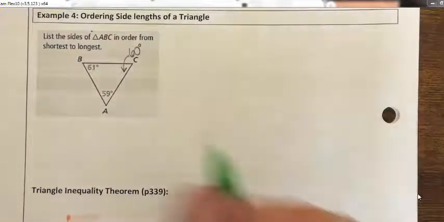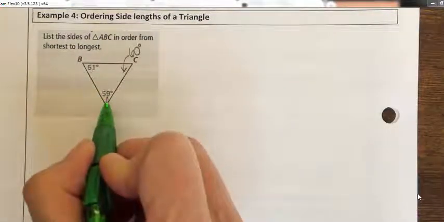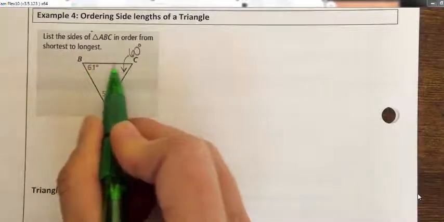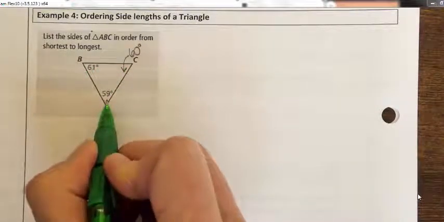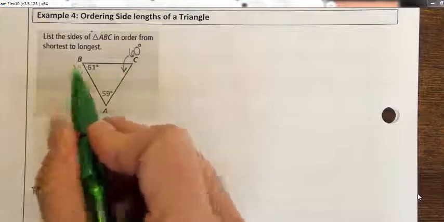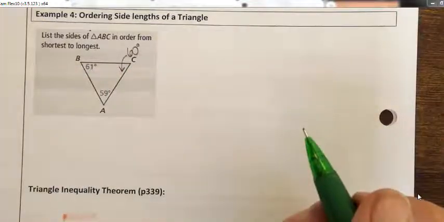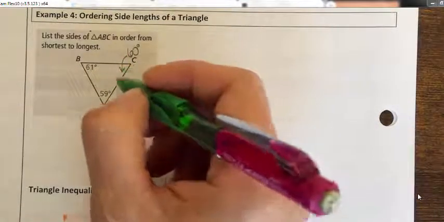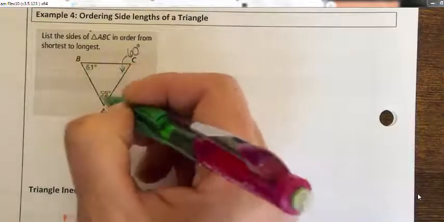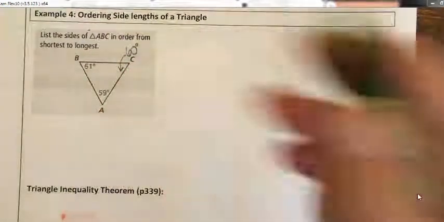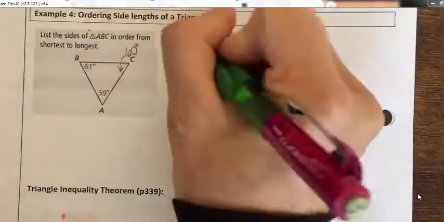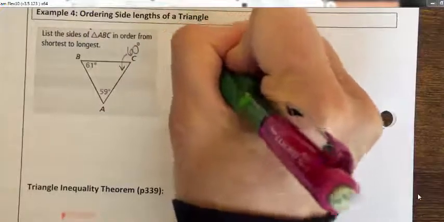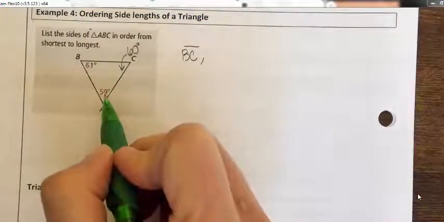All right, so my smallest angle is going to be across from my smallest side. And you want to actually look at the angle measures. You don't just want to look, I mean, to me, this triangle looks like an equilateral triangle, right? And it makes sense because these angle measures are relatively close together. But we know for a fact that the smallest side is segment BC because it is opposite the smallest angle.